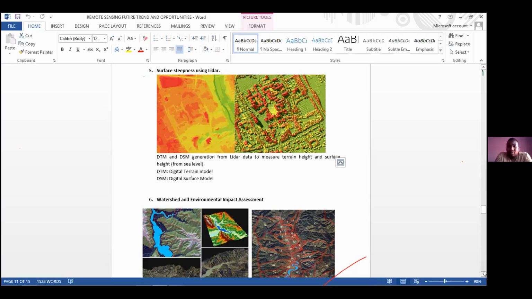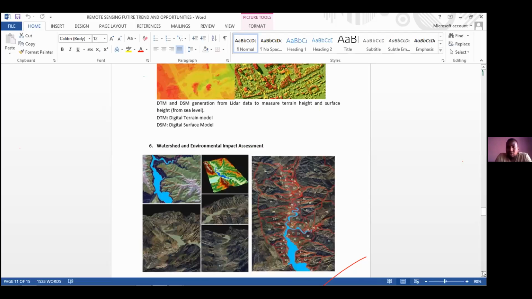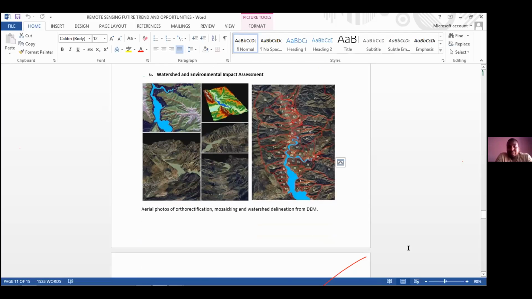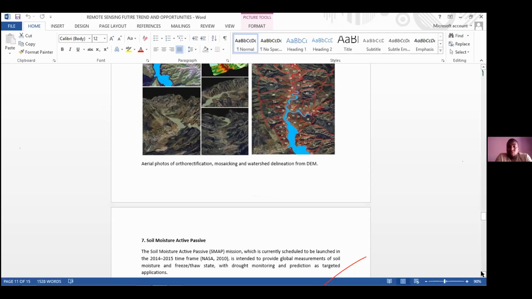Another application of remote sensing is what you call watershed and environmental impact assessment. As you can see here, we have around 5 images. We have this image, this image, this and this. So this image has been done what we call DEM. DEM is a delineation of that area. So the remote sensing helps you understand.